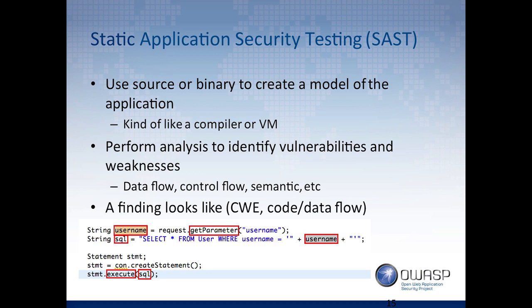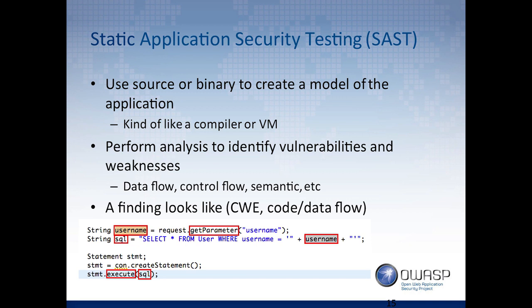Similarly, static application security testing. You take the source code or a binary and you create a model of that application, kind of like a compiler does when it works to create object code out of source code, or a VM is going to do. You want to build some sort of a model of the application, but instead of doing a transform, you instead perform analysis in order to identify vulnerabilities and weaknesses in the application.